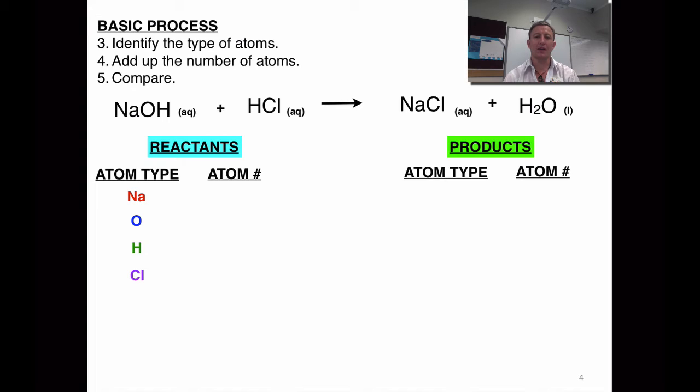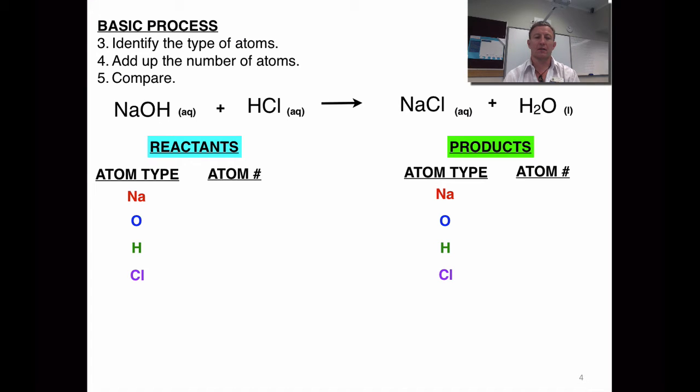Then I'm going to look on the right-hand side. Let's look at the products. Well, we've got some sodium, we've got some chlorine, we've got hydrogens, and we've got oxygens. So looking at the two columns, you can see they're identical. We haven't gained or lost any of our atoms. That's great. So the next thing we need to do is look at the number. How many atoms have we got on each side of the arrow?